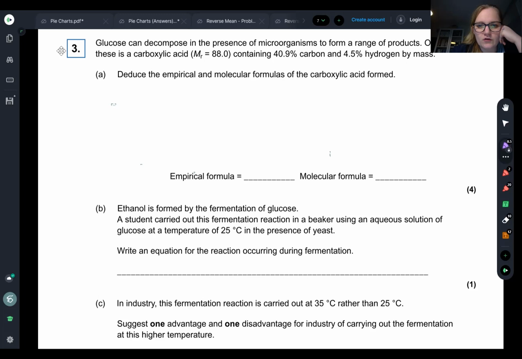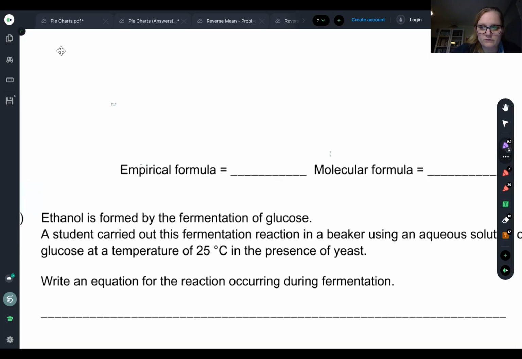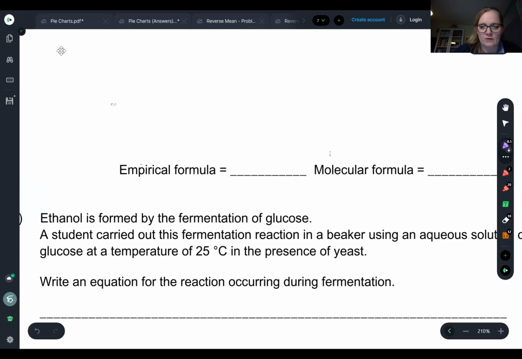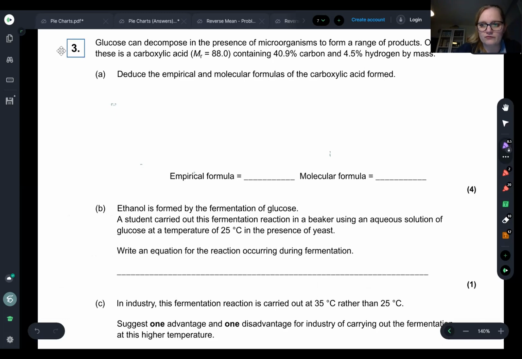So we're going to start off with 100. Because we've been given our percentages here, we know our mass of carboxylic acid is 88. We know 40.9% of that is carbon and 4.5% of that is hydrogen. The only other atom that we now need to know about is oxygen. I don't really feel like this is going to give me enough space to write it all, but let's go with it. If I need to rub things out, I will.